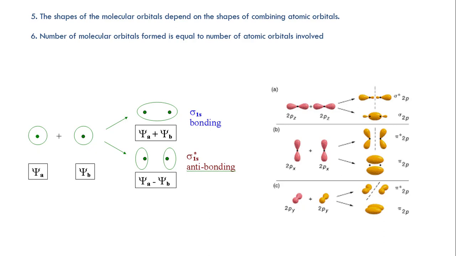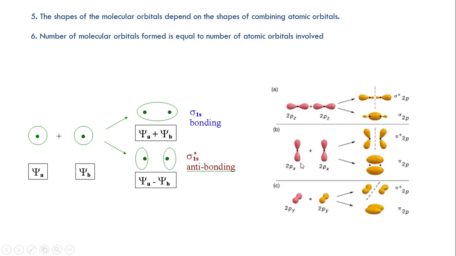So the sigma bonding molecular orbital is the combination of this horizontal overlapping of the dumbbell shaped p orbitals. That represents sigma 2p. The anti-bonding orbital forms when the subtraction takes place between these two atomic orbitals. It will give a sigma star, which has a high energy level, and it is represented as sigma star 2p.